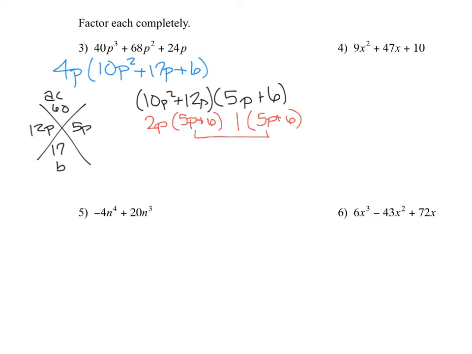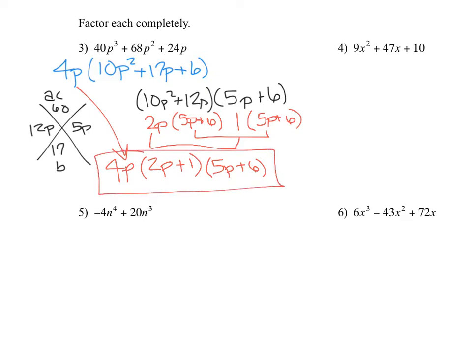All right, these two sets of parentheses, again, should be the same. These are going to go in a set of parentheses together. So I have 2p plus 1 times 5p plus 6. Now remember, we still have this 4p, so that's just going to go out front. All right, and that's our final answer for that problem.